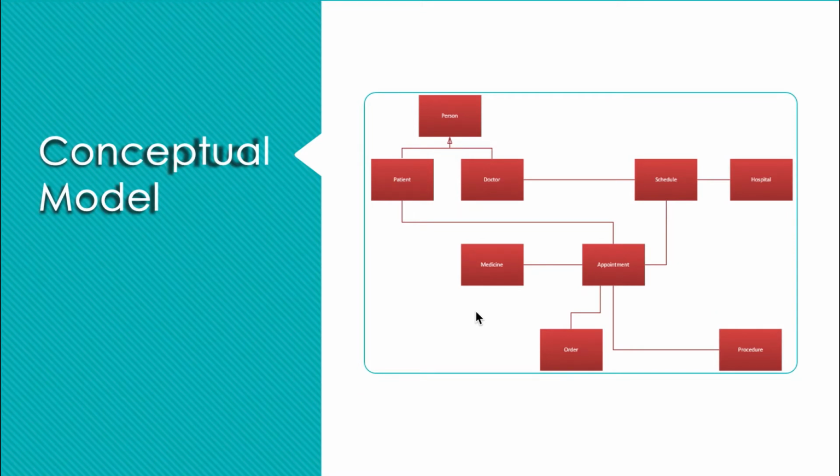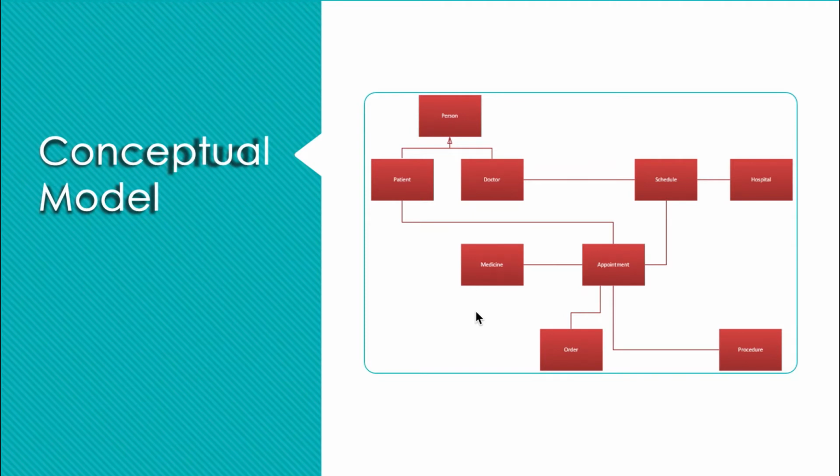Conceptual model. In the conceptual model, 9 tables are included: person, patient, doctor, schedule, hospital, medicine, appointment, order, and procedure. The person table contains information about a person. They can be a patient or doctor. Schedule is the table that contains the schedule of the doctor, which doctor is available on what days. Schedule is connected to hospital because the hospital must manage the schedule for doctors.